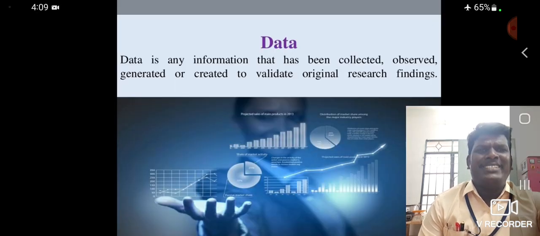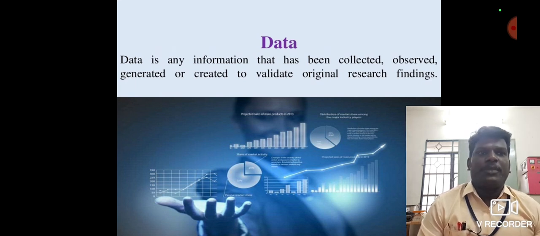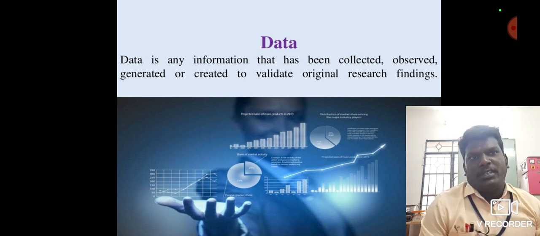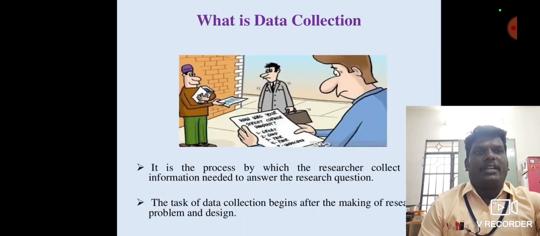So what is data collection? Data is nothing but the systematic observation or systematic collection of information; that is called data. Data is any information that has been collected, observed, generated or created to validate original research findings. That is called data. So what is data collection? What is the purpose of data collection?